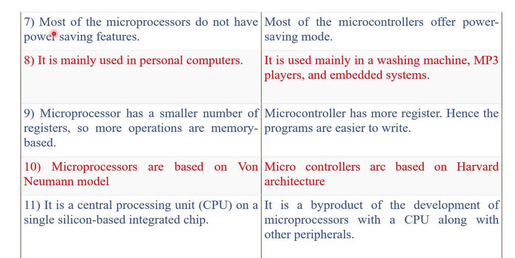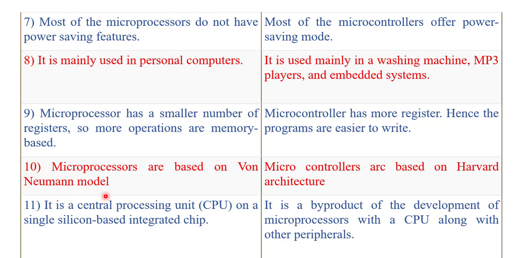Next difference is, in case of a microprocessor, most microprocessors do not have power saving features. But most microcontrollers have power saving features or power saving mode. Next, microprocessors are mainly used in personal computers, whereas microcontrollers perform a specific function. So they are mainly used in washing machines, MP3 players, and embedded systems where a particular task is performed. Next, a microprocessor has a small number of registers, so more operations are memory based. A microcontroller has more registers, hence the programs are easier to write. Next, microprocessors are based on the von Neumann memory architecture, which is an older architecture.